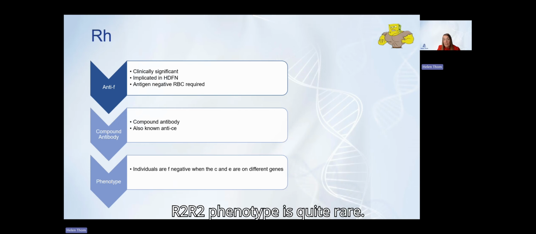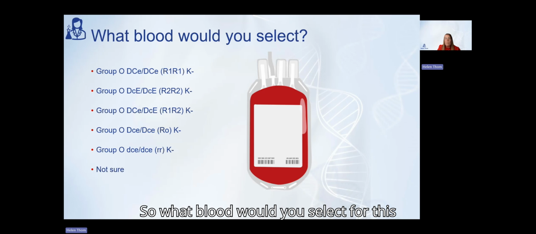However, R2 phenotype is quite rare. It's only about 3% of the population, so really you're going to be wanting to think about giving R1s to this patient. And I've said at the bottom there, individuals are F negative when the C and the E are on different genes. So that's how you would know. So what blood would you select for this patient? I've just given you various combinations there. We've got the R1, the R2, an R1, an RO, or a little r, or you're just unsure.